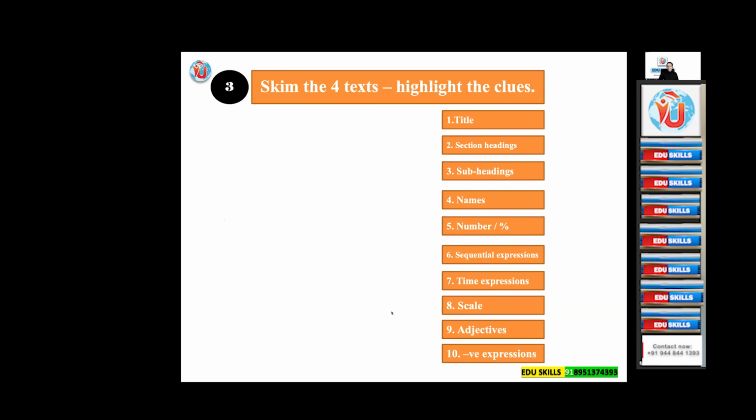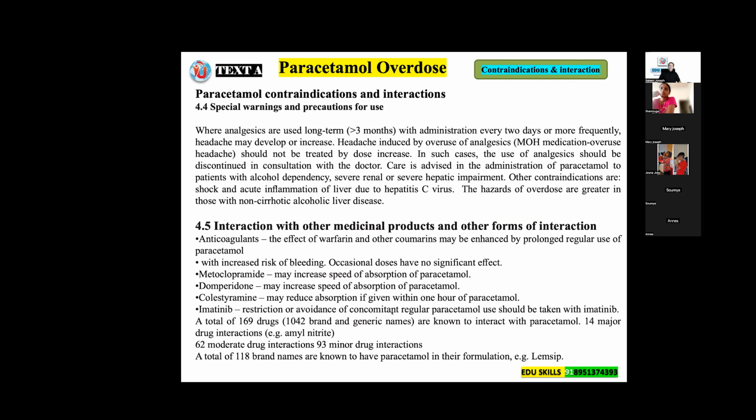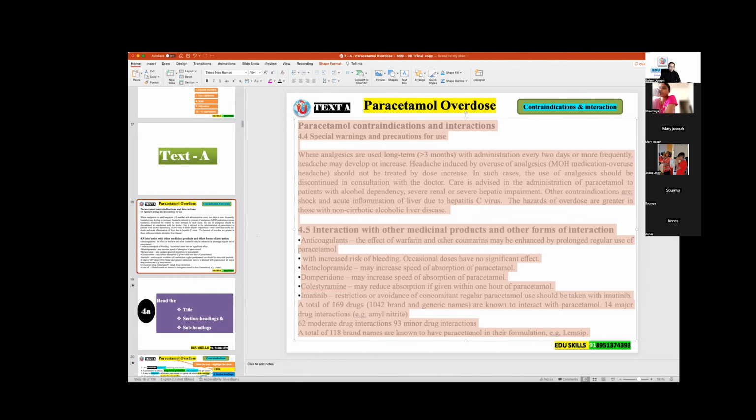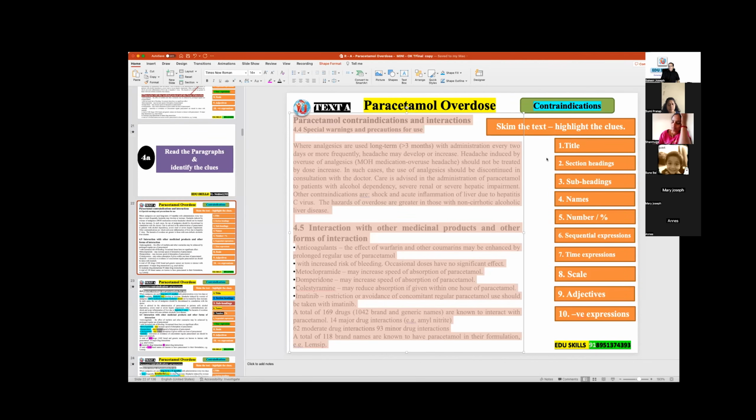I have taken a very familiar text because we need a familiar text to do the analysis. Otherwise, you may not understand the meaning and the connotations. This is text A. As we read through, if you have a text in your hand, as the system reads, try to underline and identify these clues. I have given the clues on the side. You can see the side headings on the right side; underline those things. For example, the title is Paracetamol Overdose.